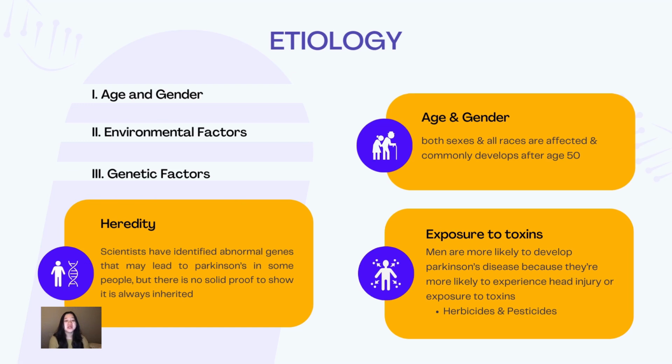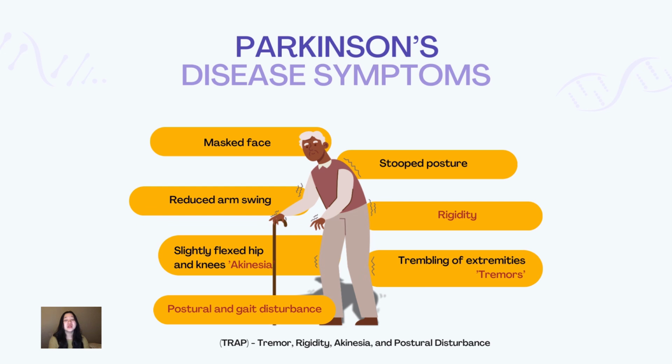Next up will be genetic susceptibility. Researchers have found defective genes that may cause Parkinson's in certain individuals, but there isn't enough evidence to conclude the condition is always hereditary, and it only affects a small percentage of the population. The last would be environmental factors, which include things like head injuries and exposure to pollutants such as herbicides and pesticides.